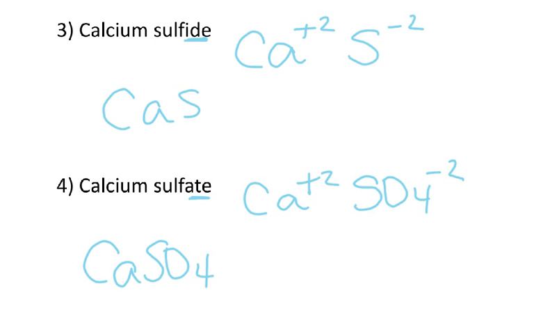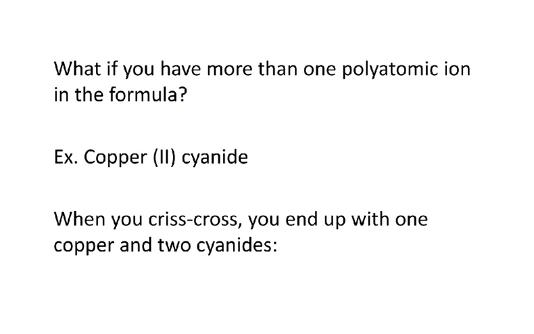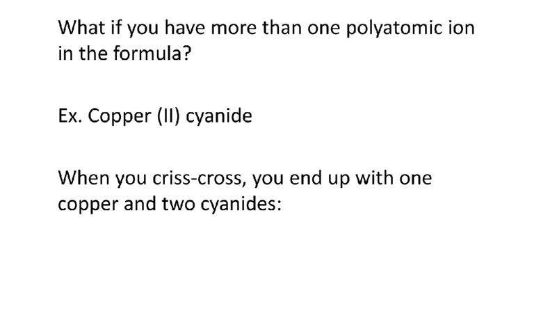Now, so far, what we've done is we've had polyatomic ions where one polyatomic ion is attached. The charges have been canceling each other out. That does not always happen. So what if you do have more than one polyatomic ion in the formula? Let's look at copper and cyanide. Copper is Cu, copper 2, so it has a +2. And then cyanide, when we look up the charge, is a -1.